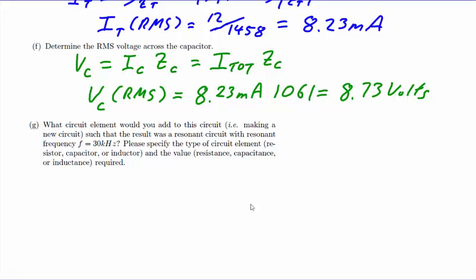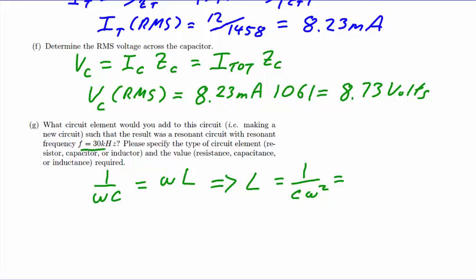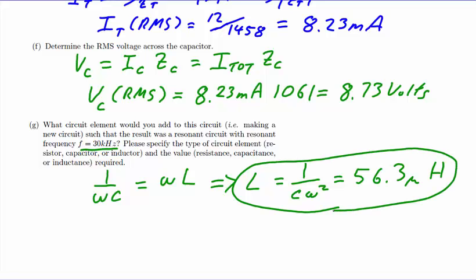Well, what we know is that a resonant circuit is made by having an inductor and a capacitor in the same circuit, and the resonance condition is that the impedance of the capacitor shall be equal to the impedance of the inductor. Solving this formula for the inductance as an unknown results in 1 over the capacitance times omega squared. Using the given capacitance of half a microfarad and the new frequency of 30 kilohertz, we can calculate the value of inductance required to make the new circuit to be 56.3 microhenries, and that completes the analysis of the problem at hand.